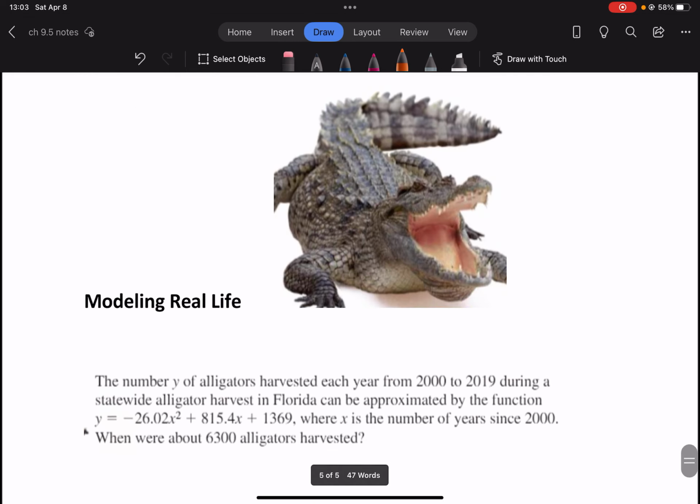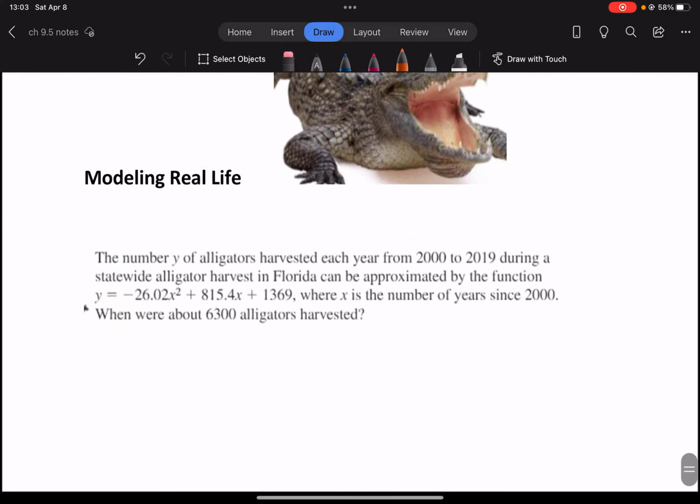So I'm going to keep moving down. This is the last problem that I have. And it says y is the number of alligators harvested each year from 2000 to 2019 during a statewide alligator harvest in Florida can be approximated by the function y equals negative 26.02x squared plus 815.4x plus 1369, where x is the number of years since 2000. When were there 6,300 alligators harvested?